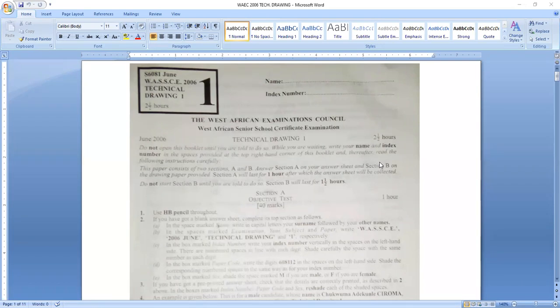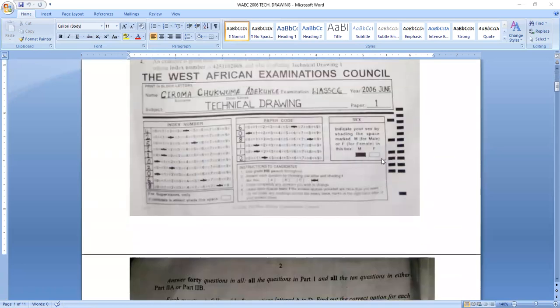Right now, I want to provide answers to the questions on WAEC 2006. I came across the past question somewhere, and I decided to provide answers to the 40 objective questions, 30 on general drawing, and 10 questions on building drawing. So let's start without wasting our time.